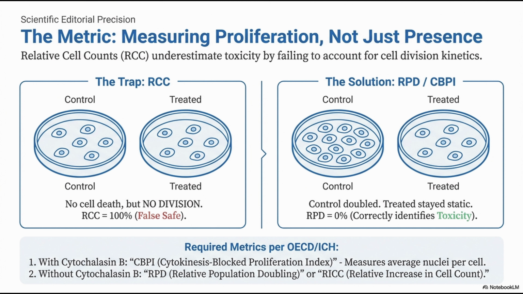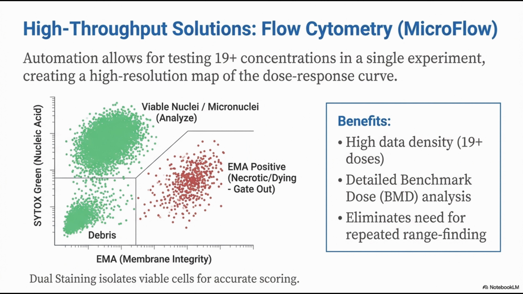With cytochalasin B, CBPI is mandatory. Without it, RPD or RICC must be used. These metrics ensure that division-inhibiting compounds are recognized as cytotoxic, preventing underestimation of toxicity and avoiding excessively high top doses.